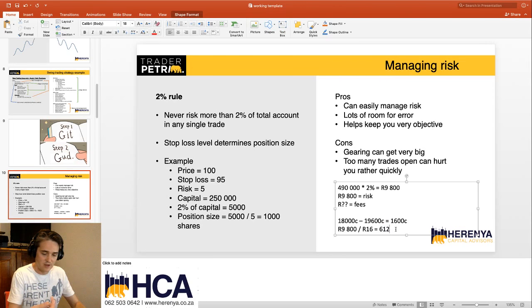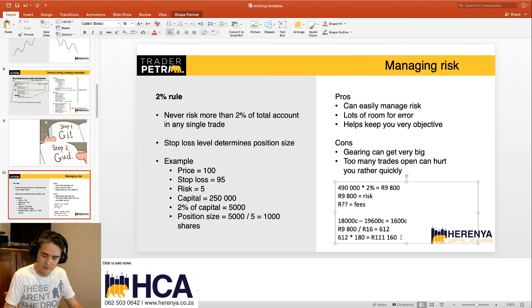Now to work out your exposure, you take 612 times 180, which is your entry price, which equals 110,160. Now what we do with that is we multiply it by whatever your brokerage is on each leg of the transaction, times 2. So if you're paying 0.2% brokerage, you're doing that twice, 0.2% in and 0.2% out. Add the two together, it's 0.4%, so you multiply that by 0.004.